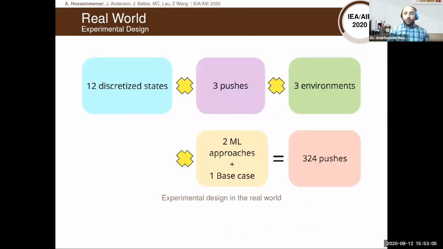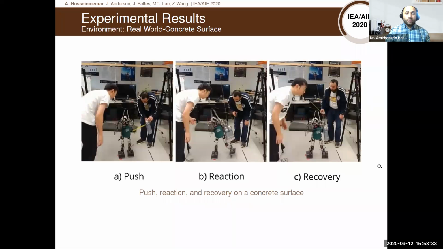For the real world, we have 12 discretized states and 3 pushes for every state, and we have 3 environments, which are concrete, carpet, and turf, artificial turf. And we have 2 machine learning approaches, RL and deep reinforcement learning, and we have 1 base case which was using the open loop control. In total, we have applied 324 pushes to the robot in the real world.